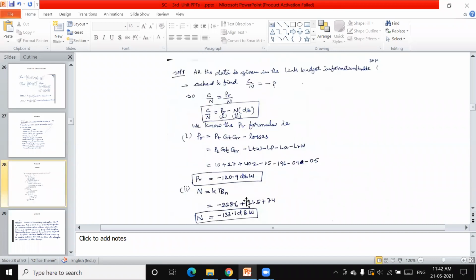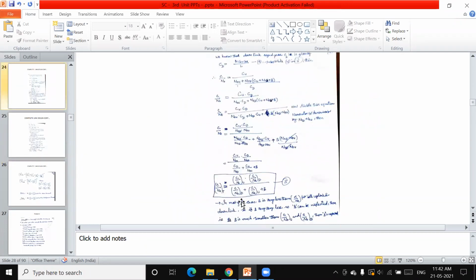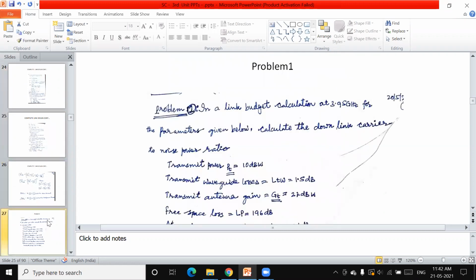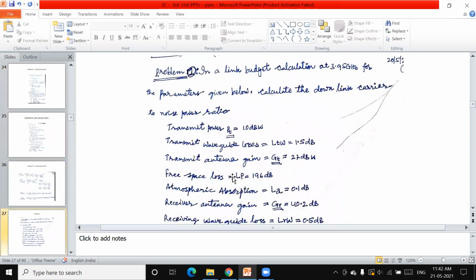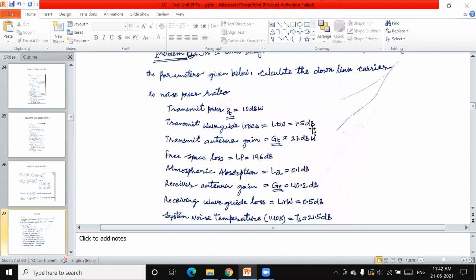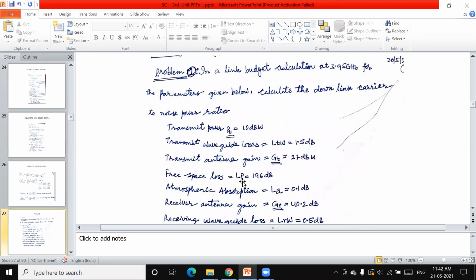So now, clear? In this problem, the link power budget and all the data have been given in terms of dB. If the dB values are not given, just convert them into dB, and it will be easier for you to get the final answer, just subtracting the denominator value from the numerator.